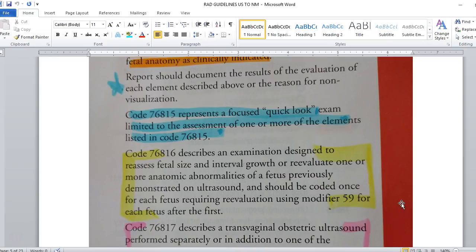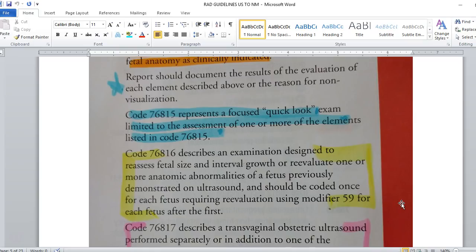Now, we also have code 76815. This is a focused quick look examination. And again, is limited to the assessments of 1 or more elements listed in code 76815. So 76815 specifically says real-time images limited to things like fetal heartbeat, placenta location, fetal position, and or qualitative amniotic fluid volume. So again, we're looking at one specific aspect. So again, if mom has too much amniotic fluid or not enough, or if there's a heartbeat problem, so one specific little look.